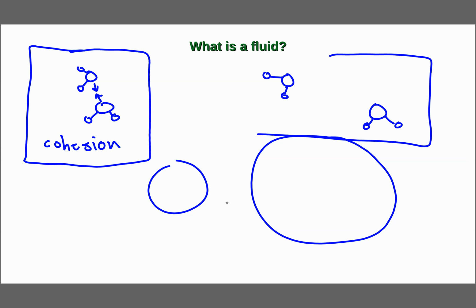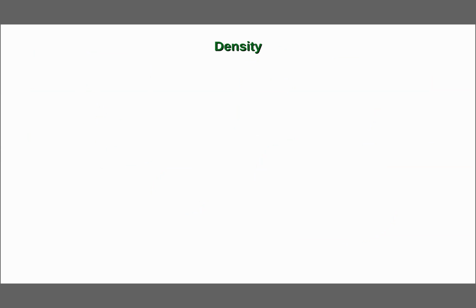Gases have molecules that are far enough apart and fast enough moving that they're not generally attracted to each other. So now I want to take a step to the side for a second and consider density. We've mentioned it briefly before, but let's look a little closer at it now. Density is a property of a material. It's the mass divided by the volume.